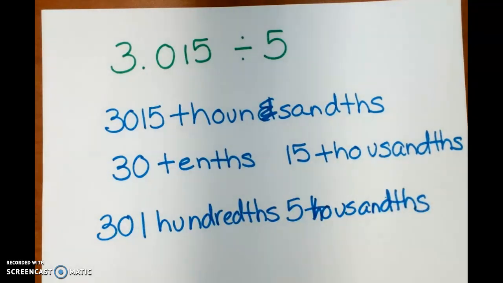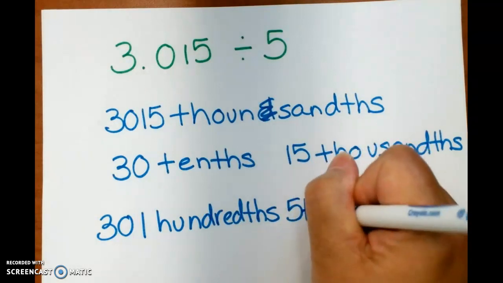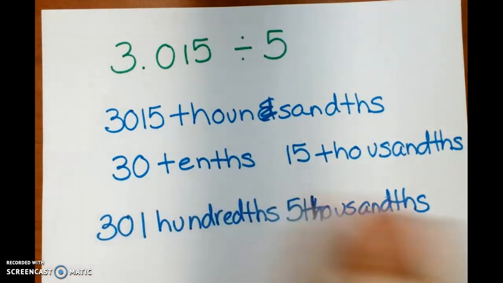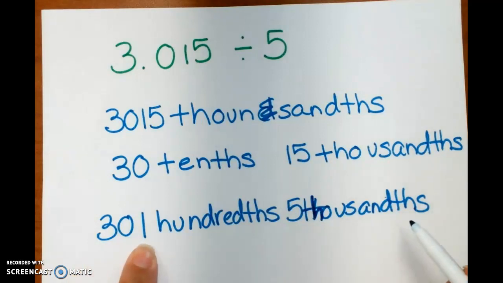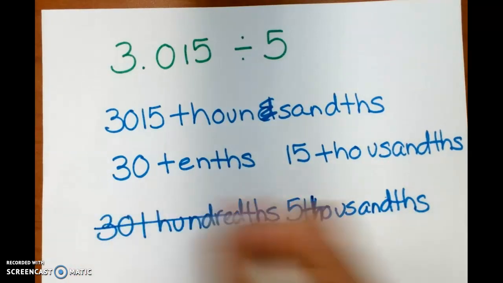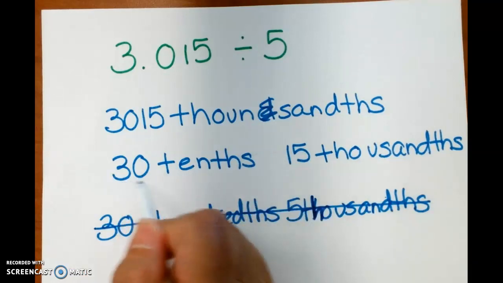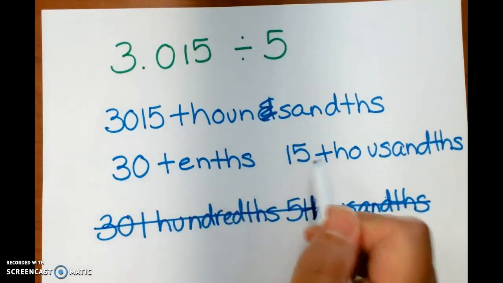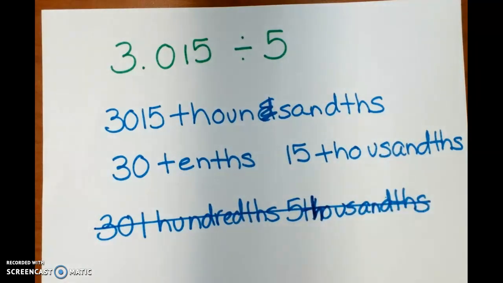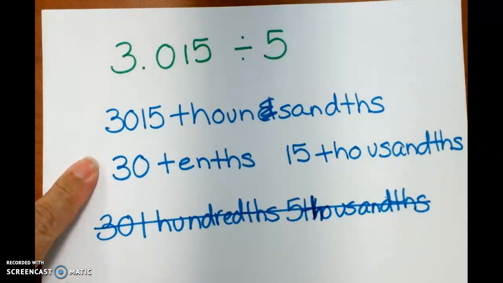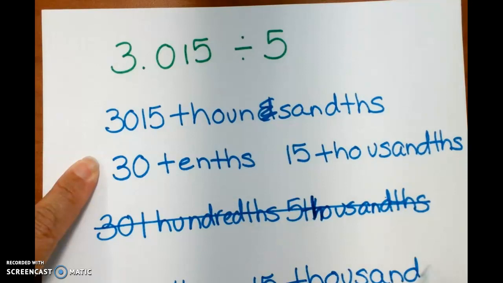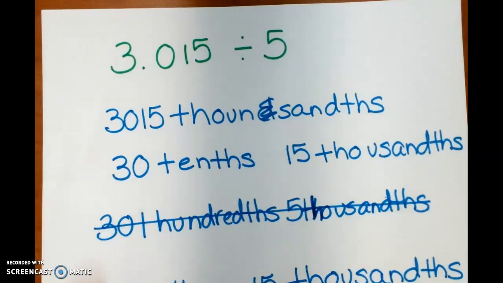Now, I don't think I want to use this one because I don't want to try to divide 301 divided by 5. So I'm going to get rid of that one. I like dividing the 30/10 and the 15/1000 because those are friendly numbers. I can really work with those. I'm going to rewrite it so I can keep track of it. 30 tenths, 15 thousandths.